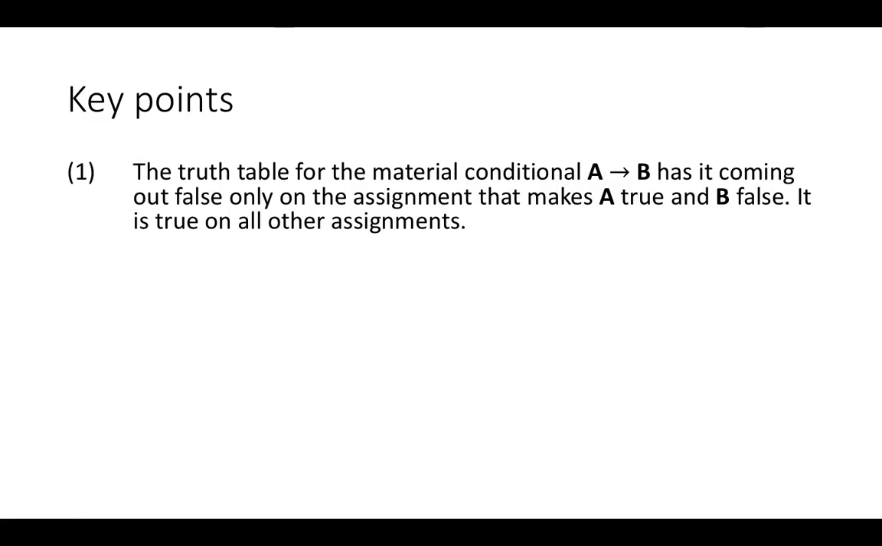So that covers all the points I wanted to cover. Let me end with the main points for you to remember. First, the truth table for the material conditional A arrow B has it coming out false only on the assignment that makes A true and B false. It is true on all other assignments.